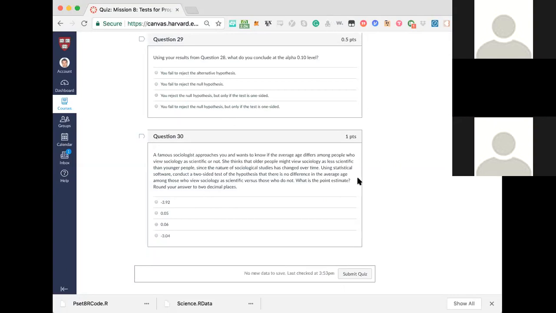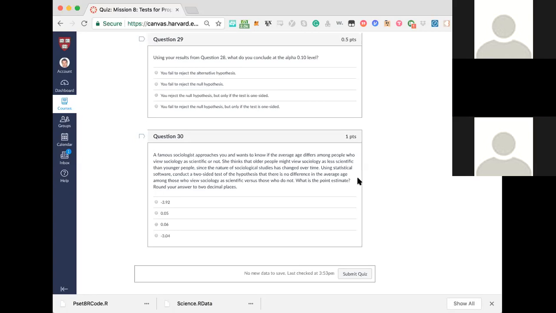Great. Okay, so it's saying we're looking at the average age amongst these two groups, and we want to know if there's a difference in the age between those two groups or not, right? So we're running a t-test to see whether there's a difference or if there's no difference in the average age amongst these two groups, and it's asking what our point estimate is, right?